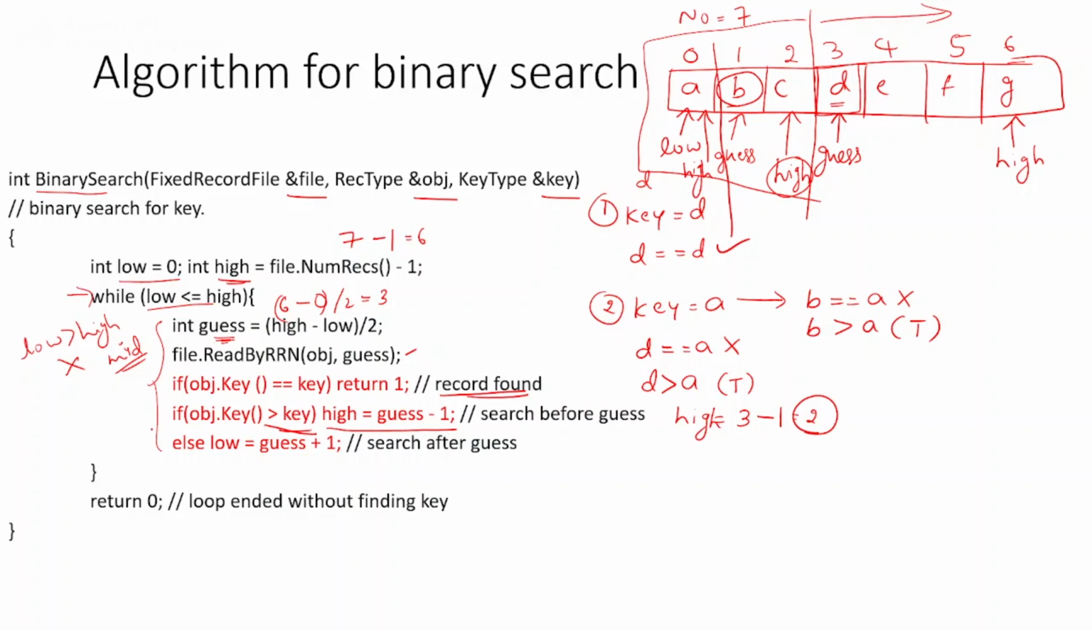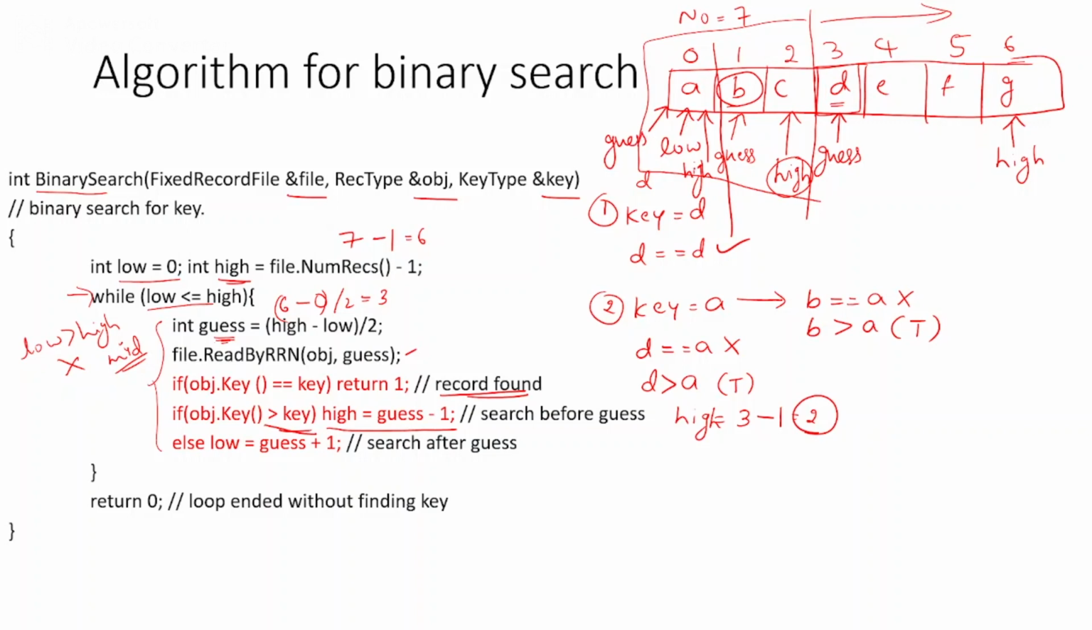Again it will iterate, checking whether low is less than or equal to high. Yes, low is equal to high. Now it will iterate with guess equal to high minus low by 2. So 0 minus 0 by 2 is 0 itself. So your guess will also be pointing to the same thing.